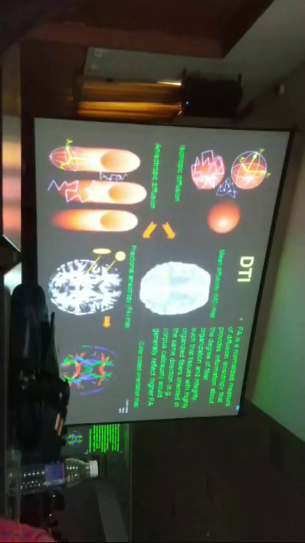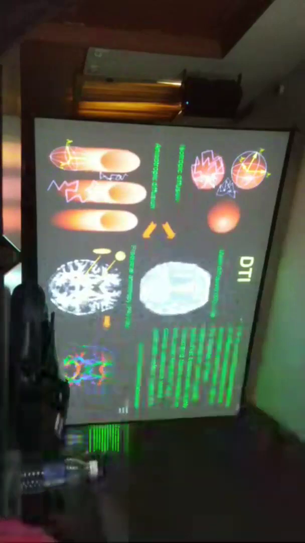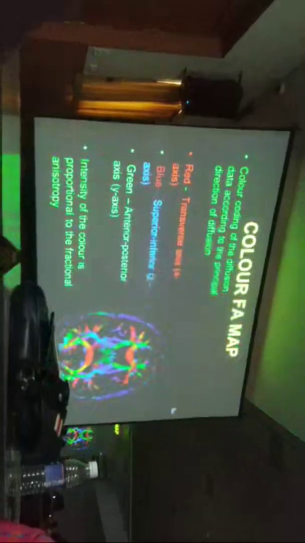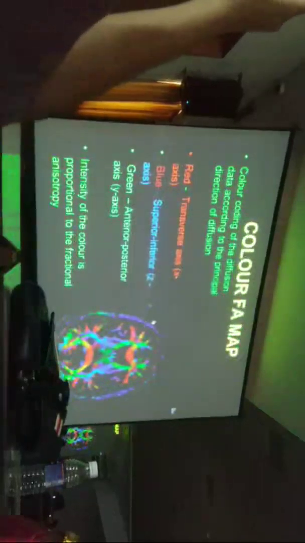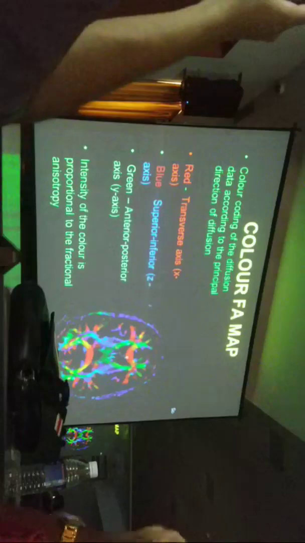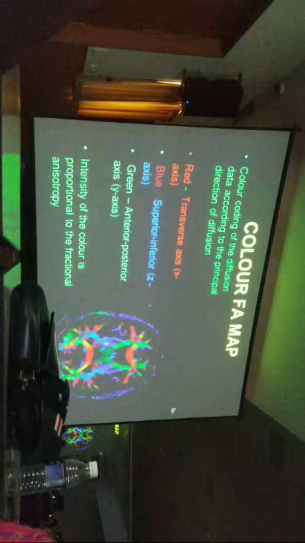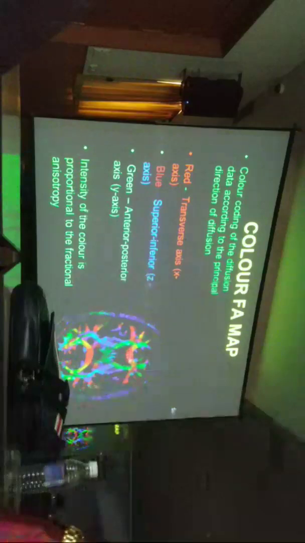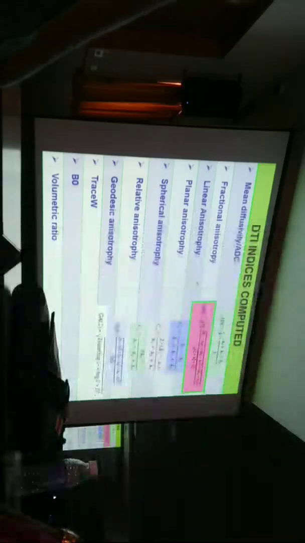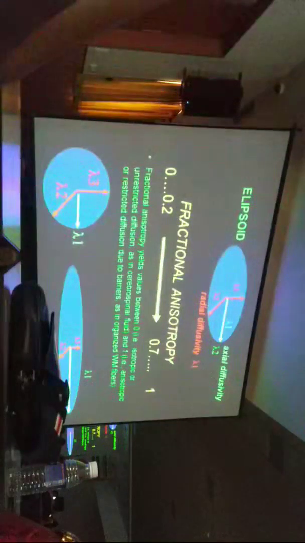We may acquire 24, 48 or 128 directions, and then it takes more time. After acquiring the image, we get this color-coded FA map. The blue color tells that the corticospinal tract is going above downwards, and the red color indicates the fibers going across from right to left. Green color tells anteroposterior. And we get the most commonly used value, fractional anisotropy. You can assume they give a value from 0 to 1.